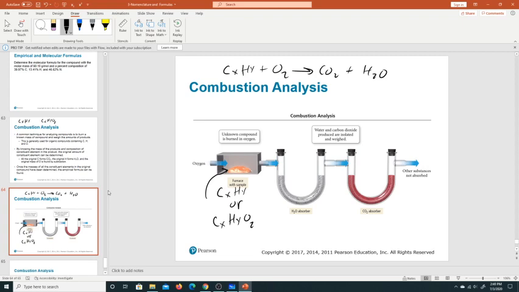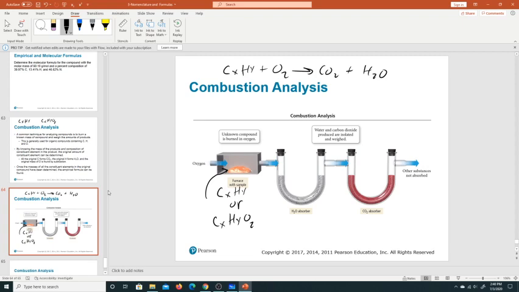And so if we know the mass of our water absorber and the mass of the CO2 absorber before the experiment, afterwards you're going to then reweigh these. That'll tell us the mass of CO2 and the mass of water that was collected. Now, how is that going to help us find the empirical formula?